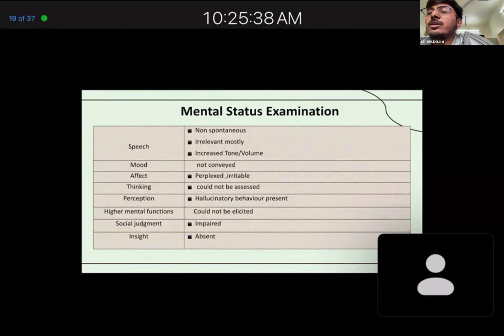Mood the patient did not convey. Affect was perplexed and irritable. Thinking could not be assessed. Perception: there was hallucinatory behavior present in the form of picking behavior and shouting. Higher mental functions could not be elicited. Social judgment of the patient was impaired and insight was absent.